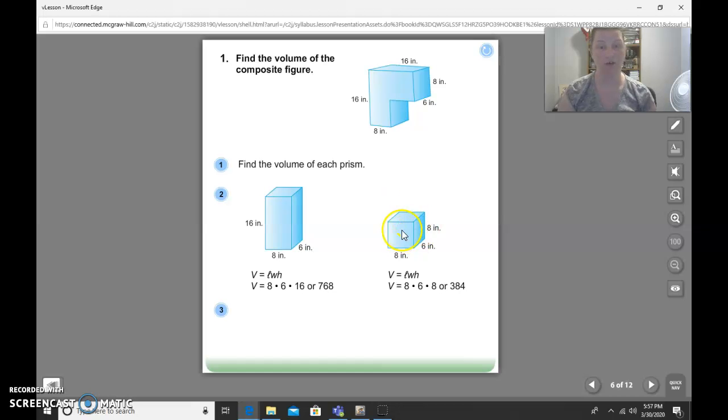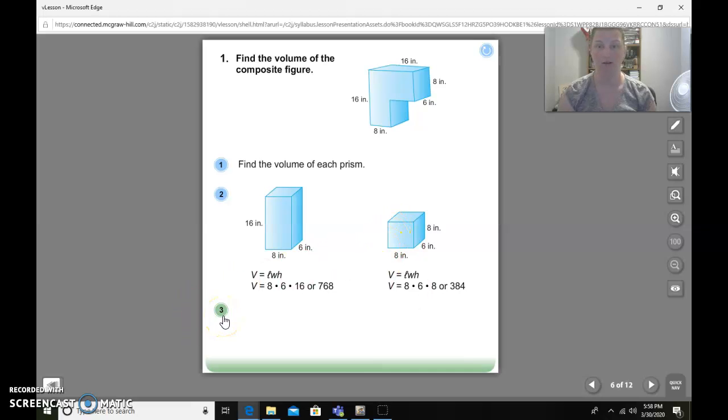Then you're going to find the volume of this little chunk right here, which is, again, volume is length times width times height. Please excuse my dog barking. So that's 8 times 6 times 8, which is equal to 384.